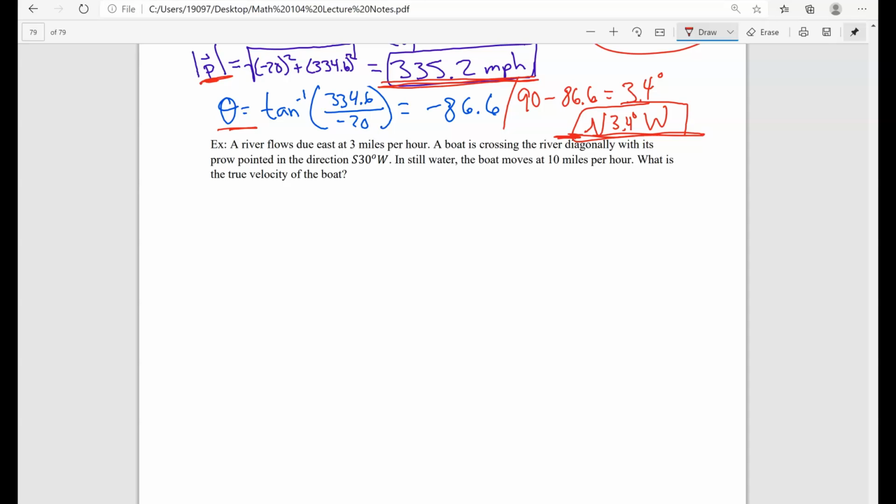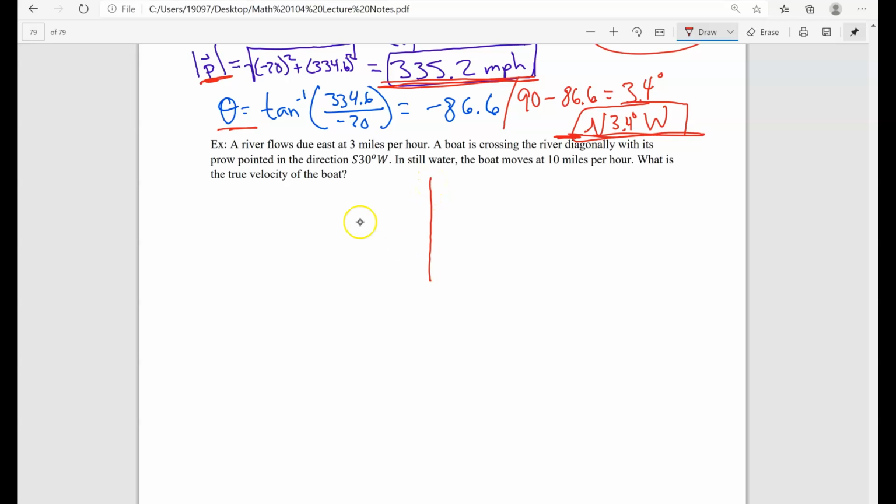So here's another problem. We have a river flowing due east at 3 miles per hour. A boat is crossing the river diagonally with its prow pointed in the direction of south west 30 degrees. In still water, the boat moves at 10 miles per hour. What is the true velocity of the boat?